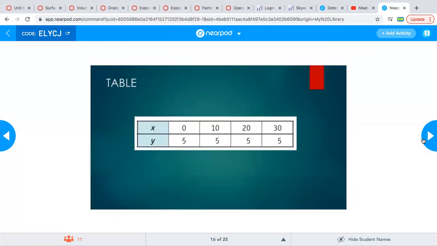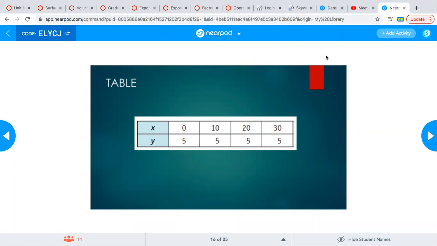All right, you don't have to write this one down. Just look at it. All right, in the chat, write down if you think it's a function, yes or no. Yes, perfect. Good job. Okay, awesome. Because every x has one y.